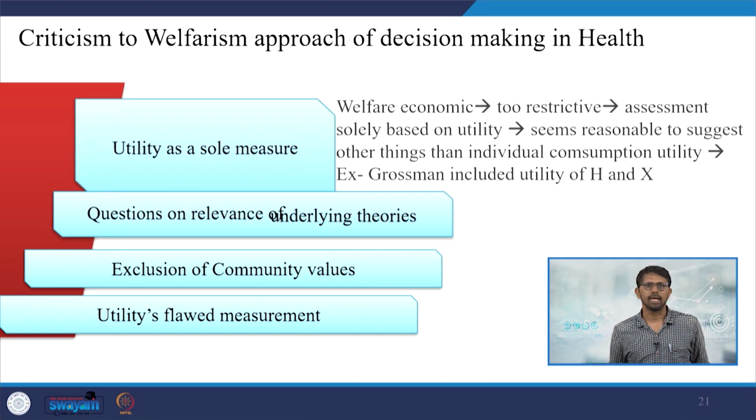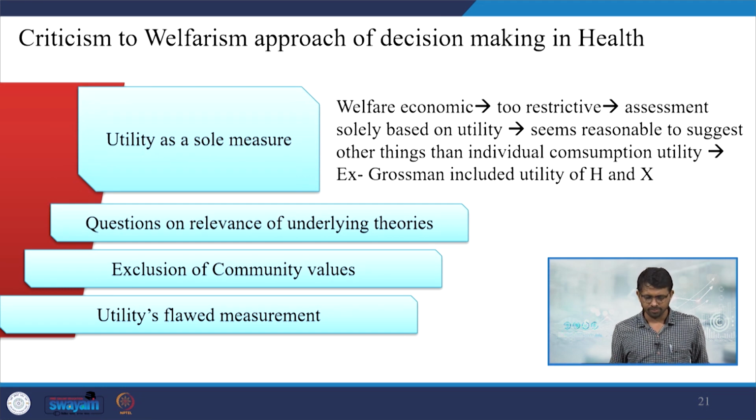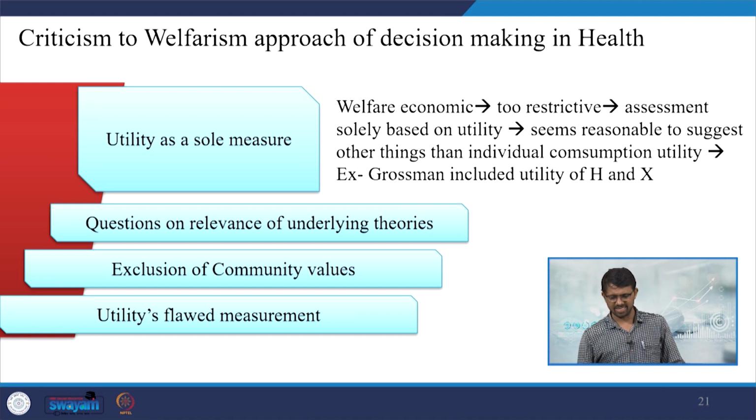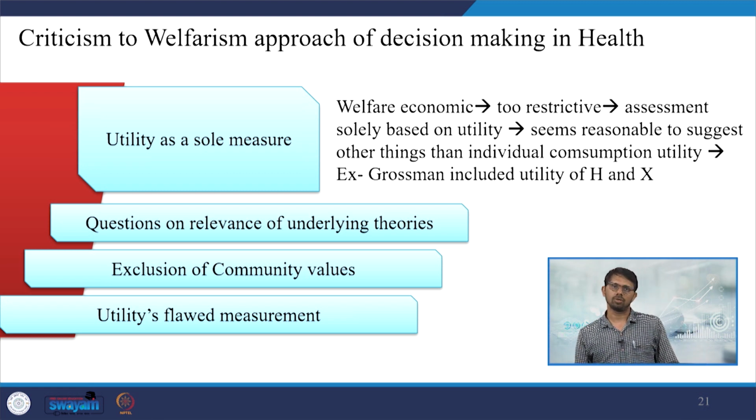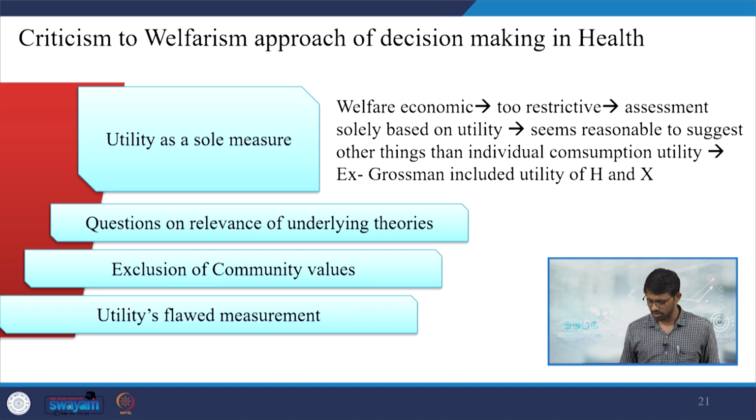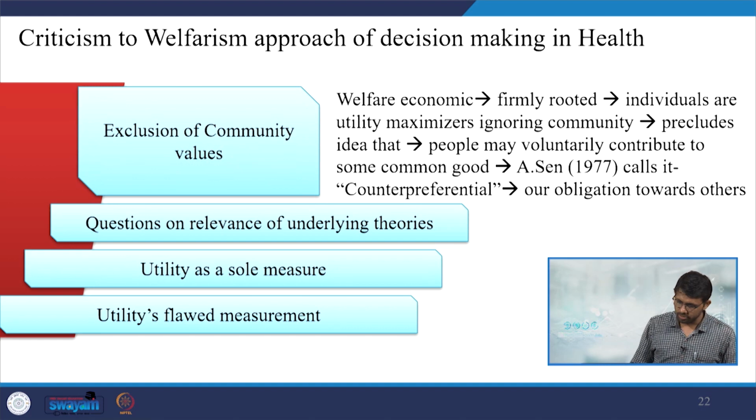Then in the case of utility as a sole measure, as per the approach of welfare economic discussions, this is too restrictive, being an assessment based solely on utility, and it seems reasonable to suggest other things than individual consumption utility. You can also refer to Grossman's analysis, which has included health capital or commodity as a combination of health and other commodities. This is also discussed.